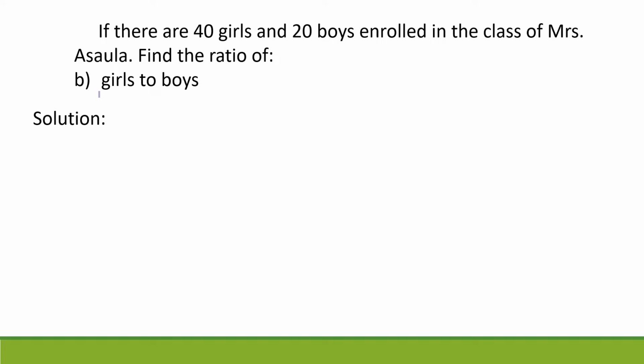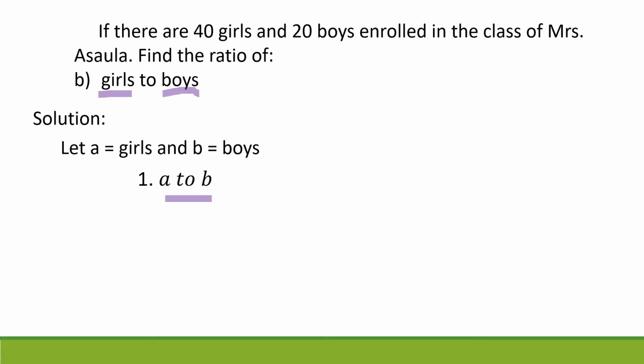Sumunod ay girls to boys. Palaging titingnan kung ano ba ang nauuna. So, kanina boys to girls, ngayon naman ay girls to boys. For our solution, let A naman natin ang girls and B ang boys. So, for number 1, we have A to B. Ang A natin ay girls, which is 40. Ang B naman natin ay boys, which is 20. So, meron tayong 40 to 20.